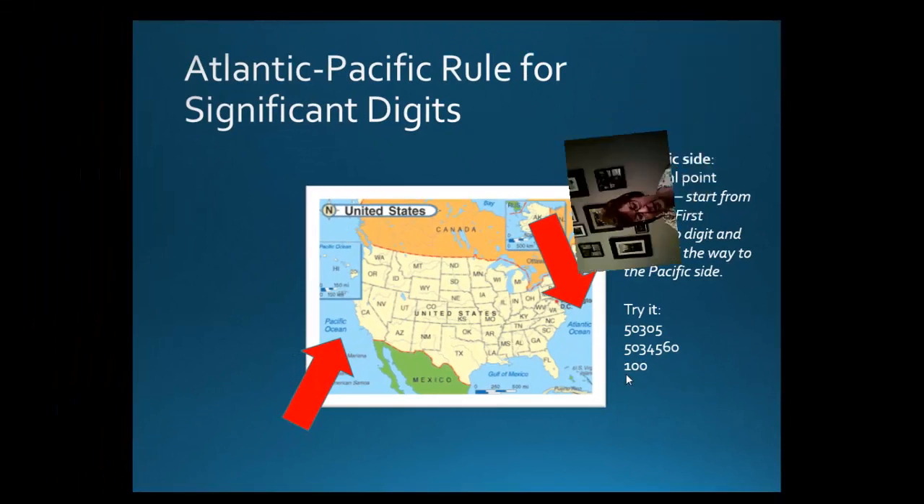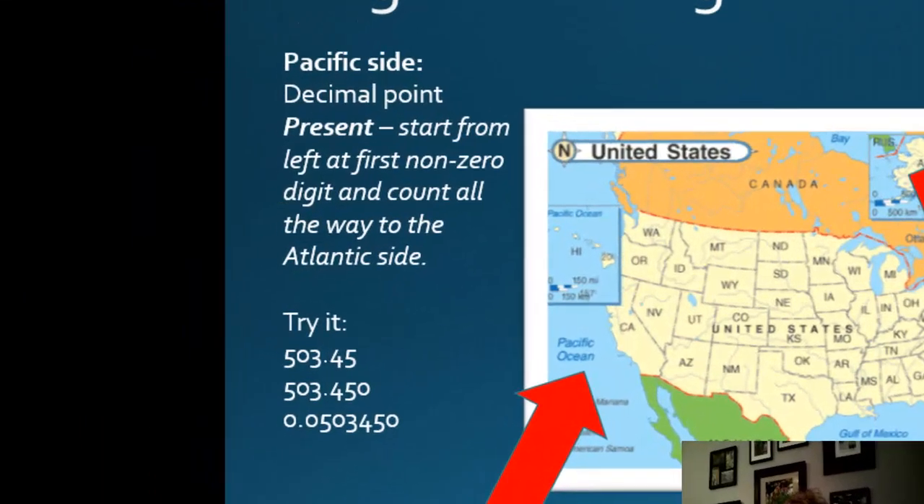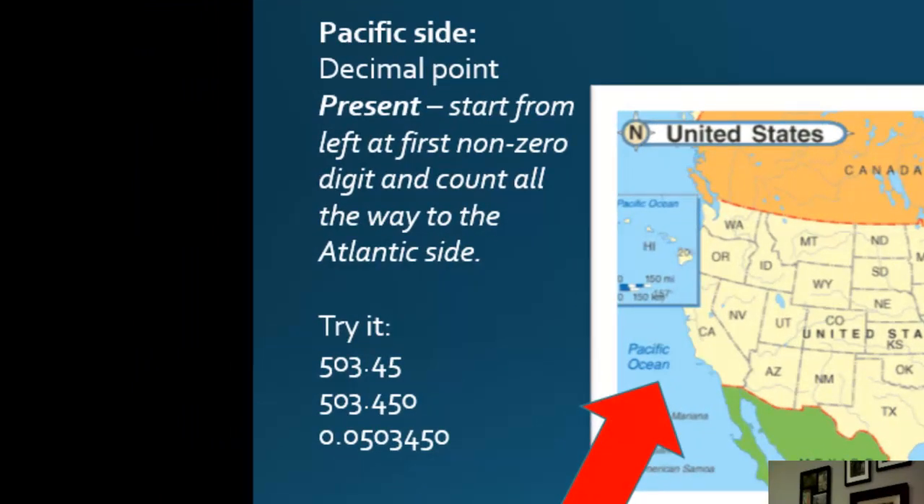Okay, let's look at the Pacific side. On the Pacific side, the decimal point is present, so P for Pacific and present. You start on the left of the number at the first non-zero digit and count all the way to the Atlantic side. If we start with our first number, I start on my Pacific side, the left side of the number, all the way to the end. That would be 503.45, or 5 significant digits.